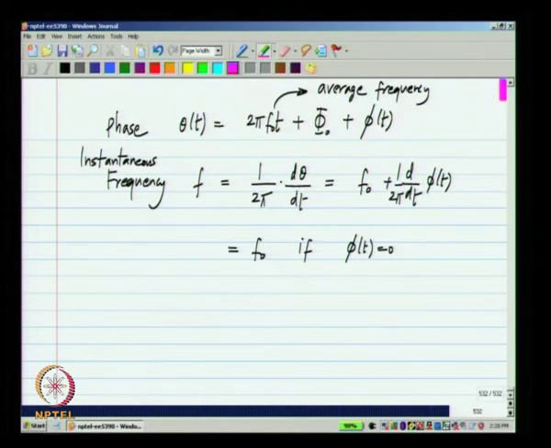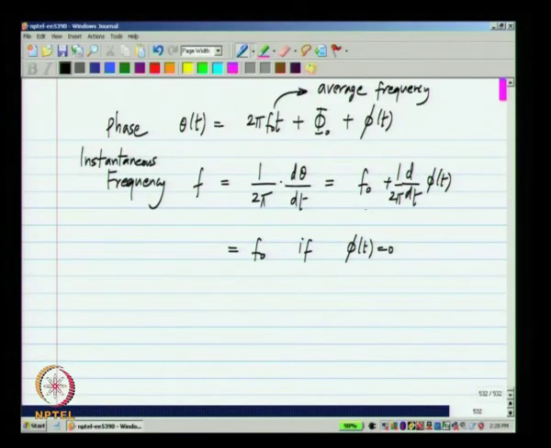Now, this makes sense. What that is saying is, if the signal is exactly periodic, possibly with some extra constant phase shifts, average frequency will be the same as the instantaneous frequency. If the phase has a time varying component in it, then the instantaneous frequency will be different from the average frequency, and the average frequency will be equal to f naught. So, clearly this also will have an average value of 0.